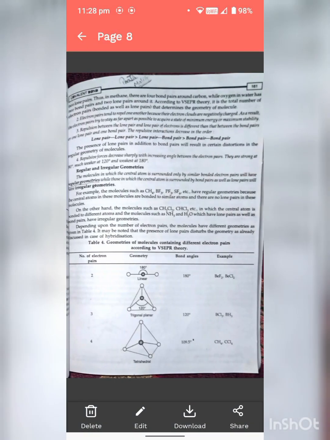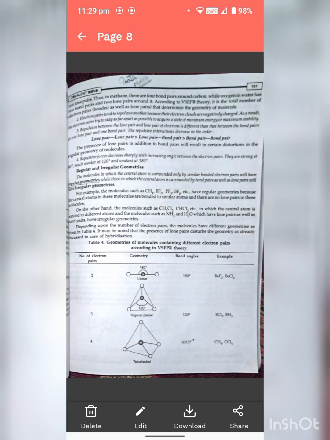Thus, in methane there are 4 bond pairs around carbon, while oxygen in water has 2 bond pairs and 2 lone pairs around it. According to VSEPR theory, it is the total number of electron pairs that determines the geometry of molecules. Electron pairs tend to repel one another because their electron clouds are negatively charged. As a result, the electron pairs try to stay as far apart as possible to acquire a state of minimum energy or maximum stability.